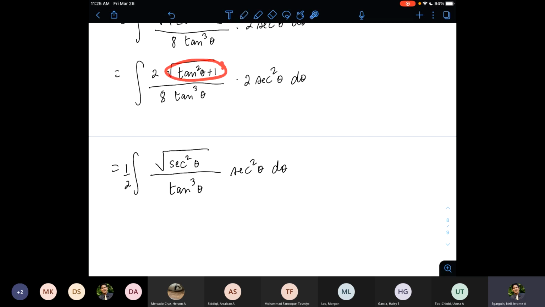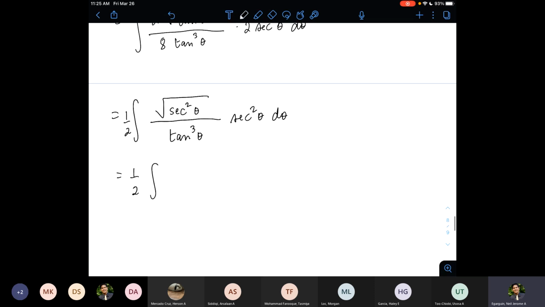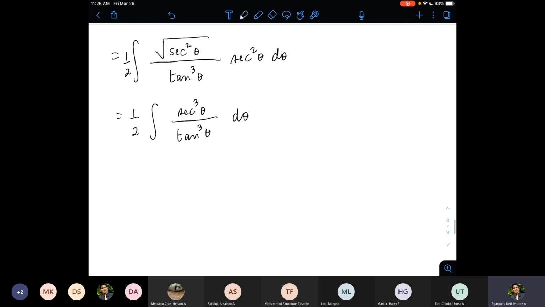Because the whole point is that you have a perfect square inside the radical, and that's what we got here. We have secant quantity squared. That square, that power 2 will cancel the radical out. So we'll have 1/2 integral of secant cubed theta over tangent cubed theta d theta. Right? Because you'll have a secant out of this, then you'll have a secant cubed there, d theta.